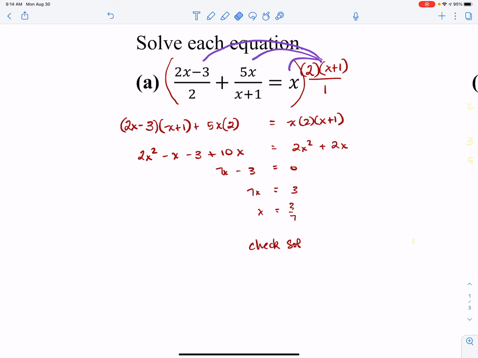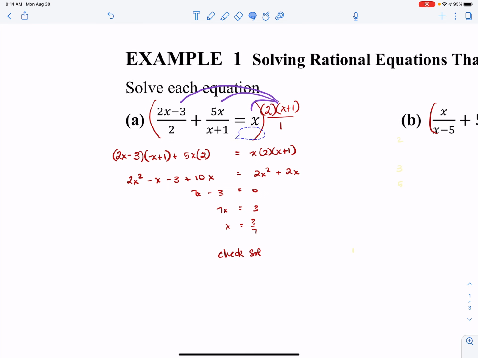Now make sure that you always check your solutions. If I take this solution and plug it back into the original equation, notice that 3/7 is not going to make the denominator here equal to 0. It won't make the denominator here equal to 0. And this denominator is just a 1, so it won't make that one equal to 0. So it's a good solution. We're allowed to keep it.